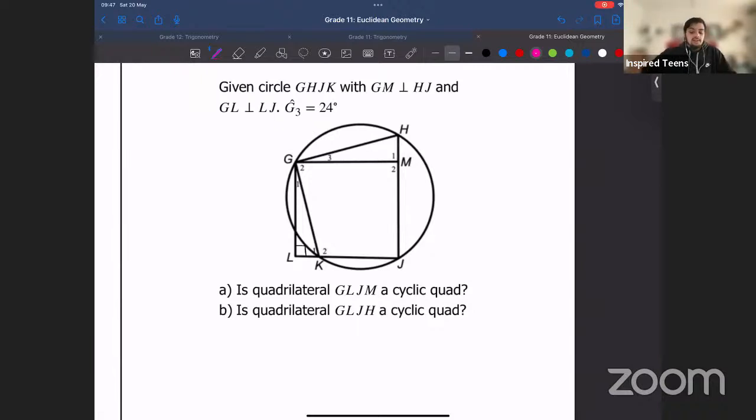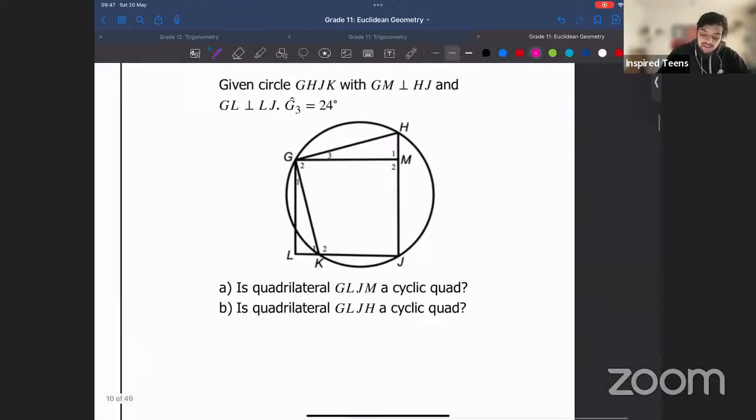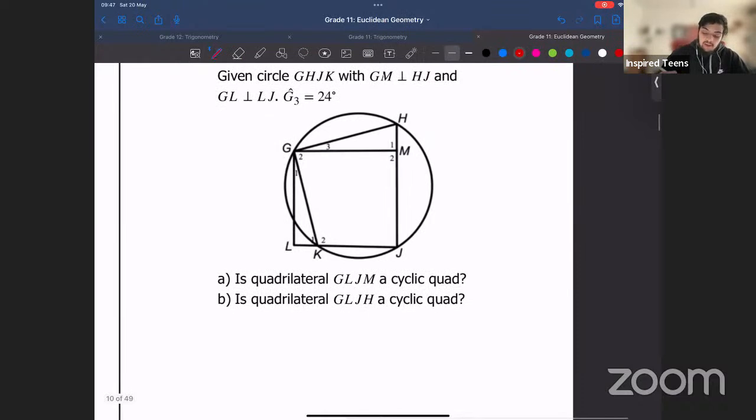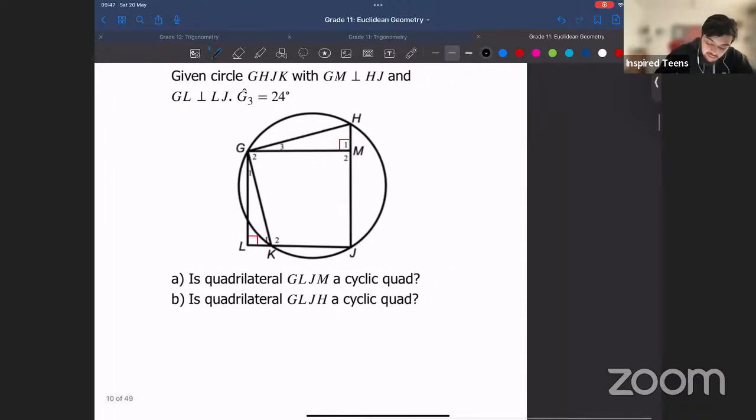Okay. Given circle GHJK with GM perpendicular to HJ and GL perpendicular to LJ. I don't think any of that information is given in the diagram, so let's translate it over. The first thing is it's a circle. That's fine. GM is perpendicular to HJ, and GL is perpendicular to LJ. G3 is equal to 24. G3 is here. This guy is 24.